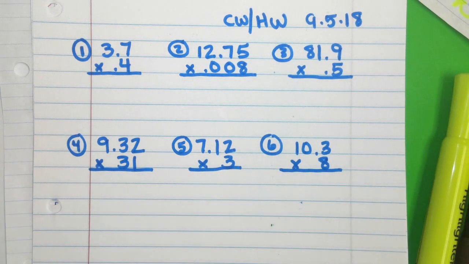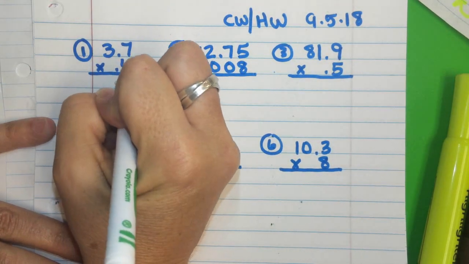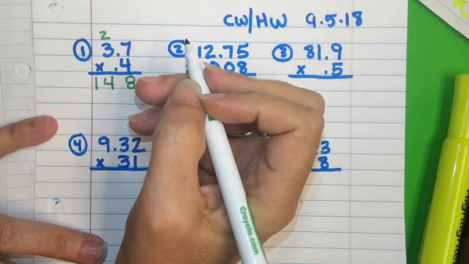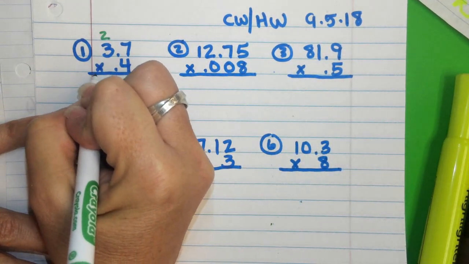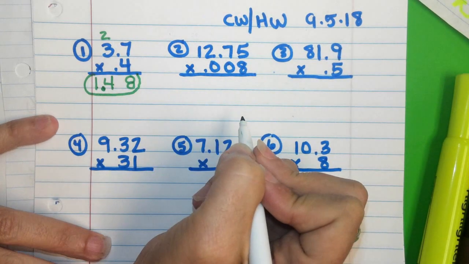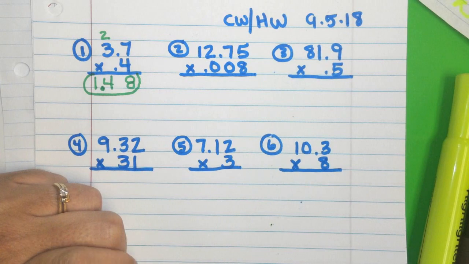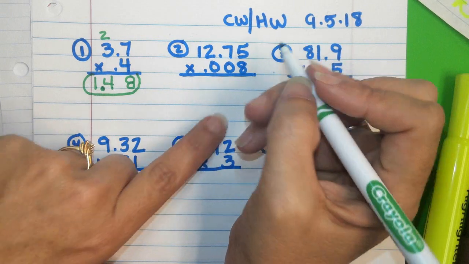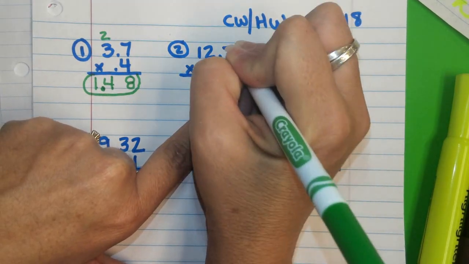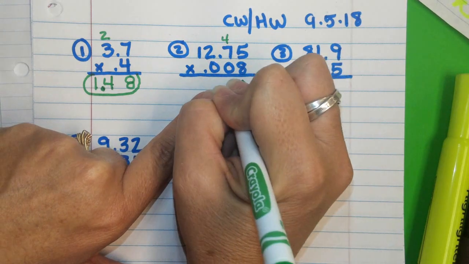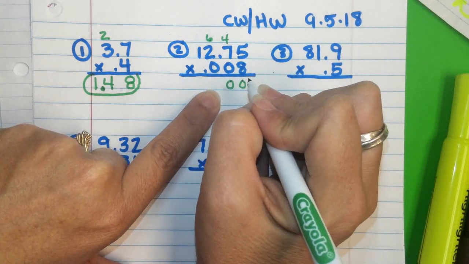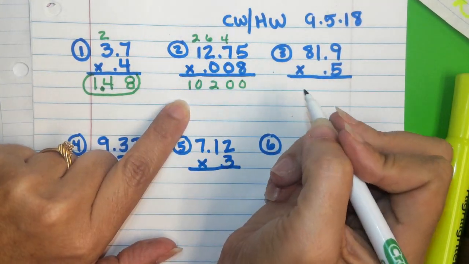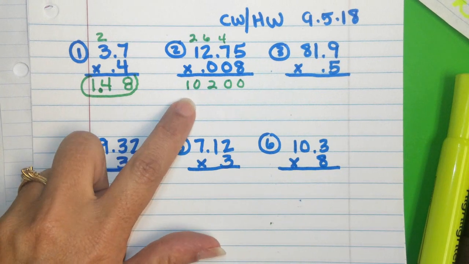Let me do it with this. Okay. Okay. Got that one. Everybody get 1.48 on the first one? Good. I heard yes. Yes, okay. 5 times 8 is 40. Okay. What do you think about this right here?